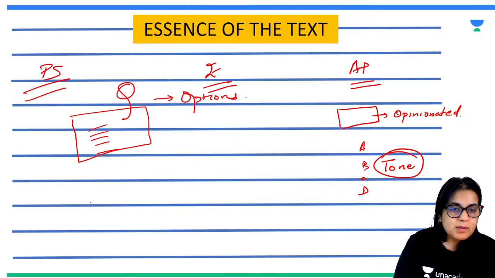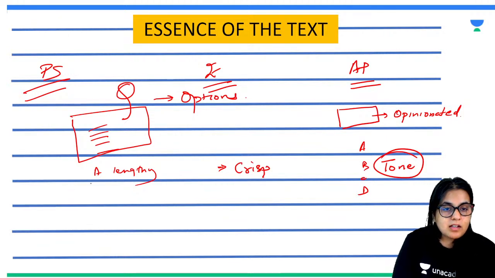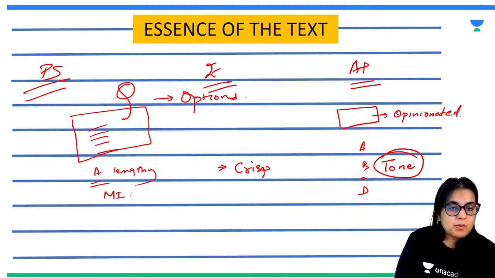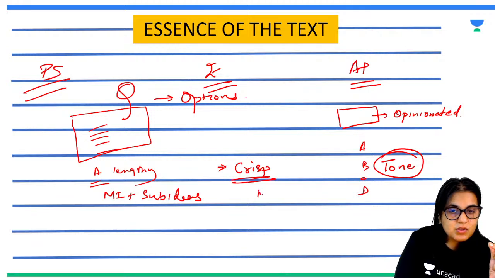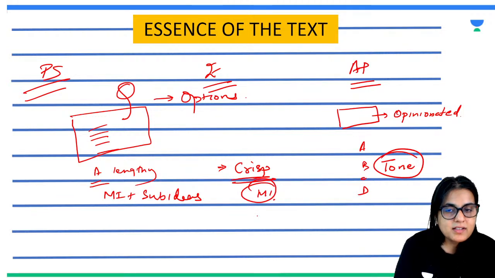Essence para summary में maybe the options can be a little lengthy also. Essence of the text में generally crisper होता है because you want that essence, the main idea. Here in para summary you can have options which give you main idea plus sub ideas also. But in essence of the text you're looking for an option crisp होते हैं ना, so you will mainly be looking for the main idea. Did you understand the difference?